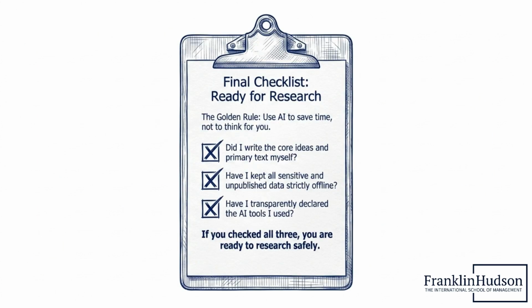We end with the golden rule of modern scholarship. Use AI to save time, not to think for you. Before you submit any piece of work at Franklin Hudson, run through this final checklist. First, did you write the core ideas and the primary text yourself? Second, have you kept all sensitive and unpublished data strictly offline and away from public AI servers? And third, have you been transparent and declared exactly how you used AI in your methods? If you can check all three of these boxes, you are ready to research safely.